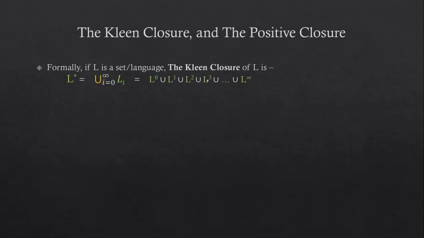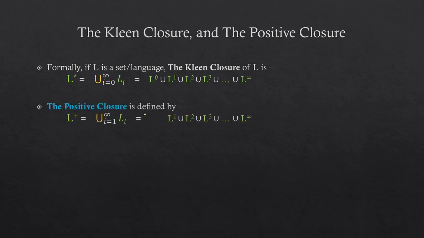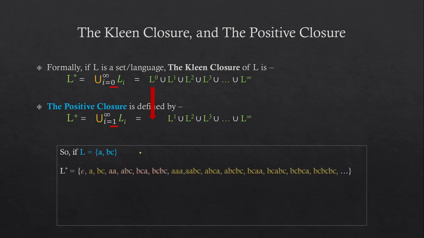The Kleene closure is formally defined as such: the union of every single power of a set. There is a variation that is called the positive closure, that is also defined by the union of all the powers of a set, but the difference is the zeroth power is not present in the positive closure. So what does it actually mean? If a set contains the two members A and BC, their Kleene closure will be this set and their positive closure will be this set.